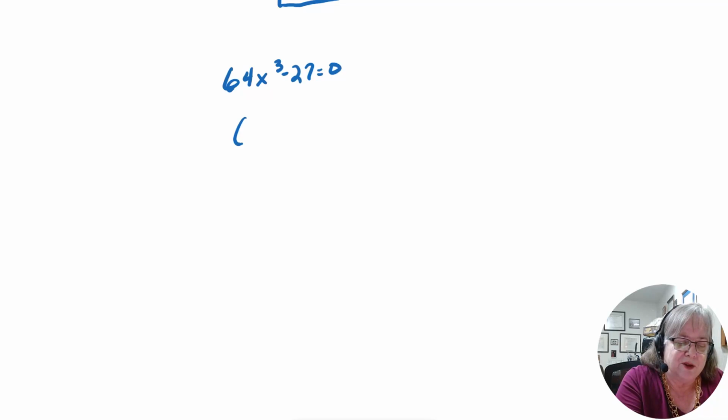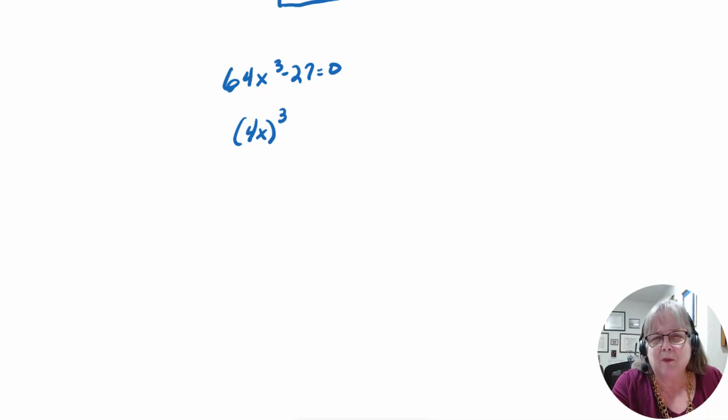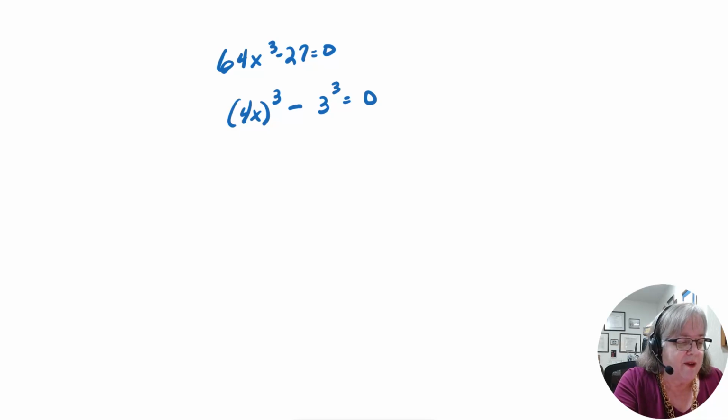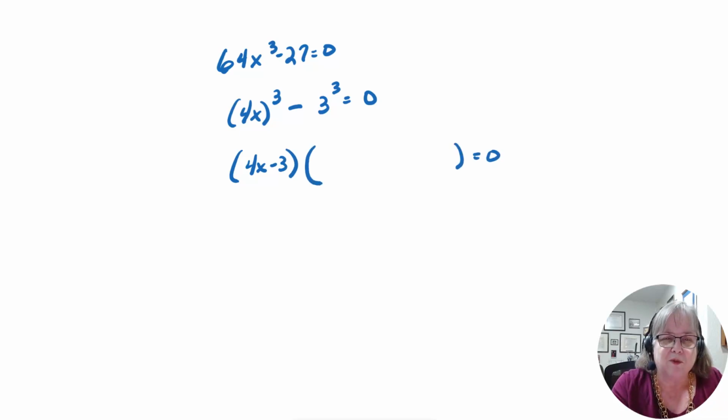I say, show me the cubes. 4x cubed would be 64x cubed. So I want to see what you cubed to get this. Minus, and I would have cubed a 3 to get 27. All right. Now to factor this, you show the cubes. You literally break it down and show what you cubed. Then you drop off the cubes. Write it down as a binomial, and then you're going to write this really long trinomial.